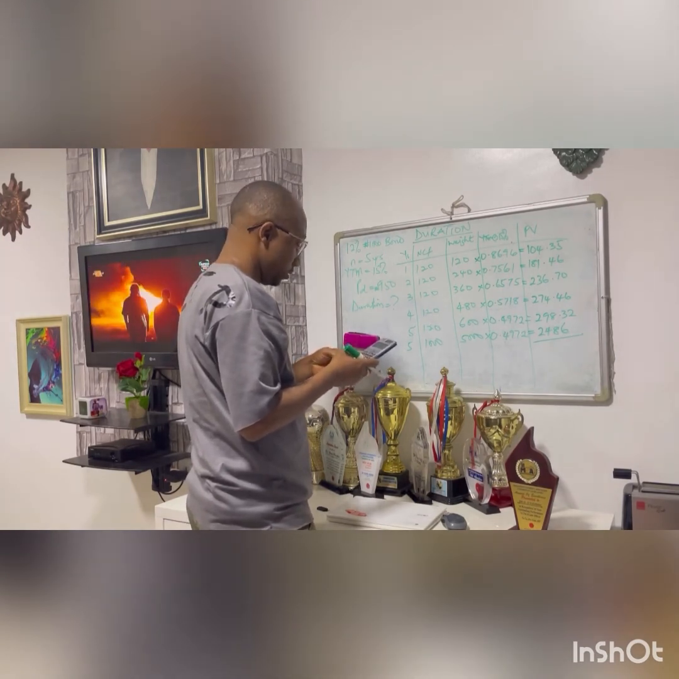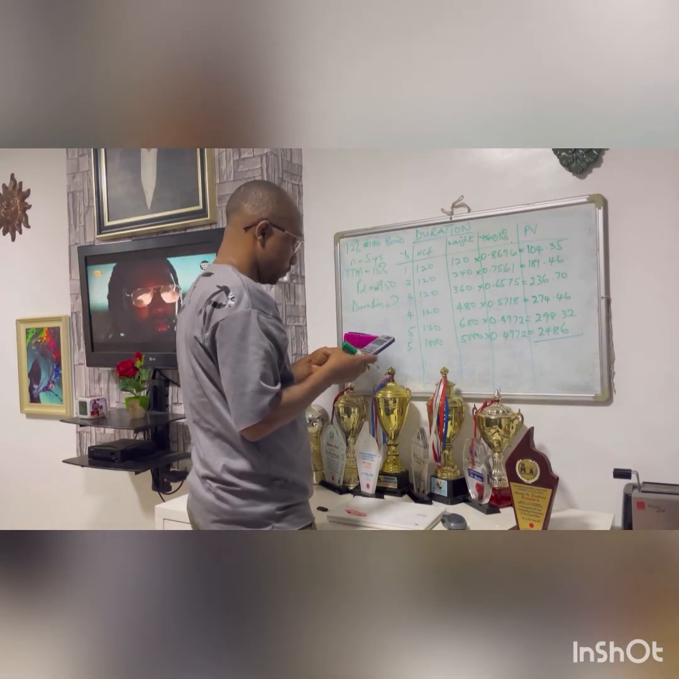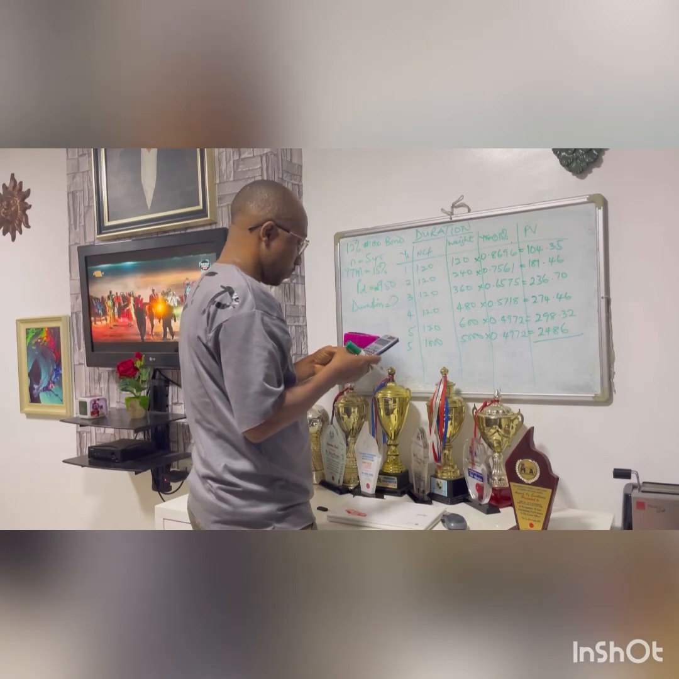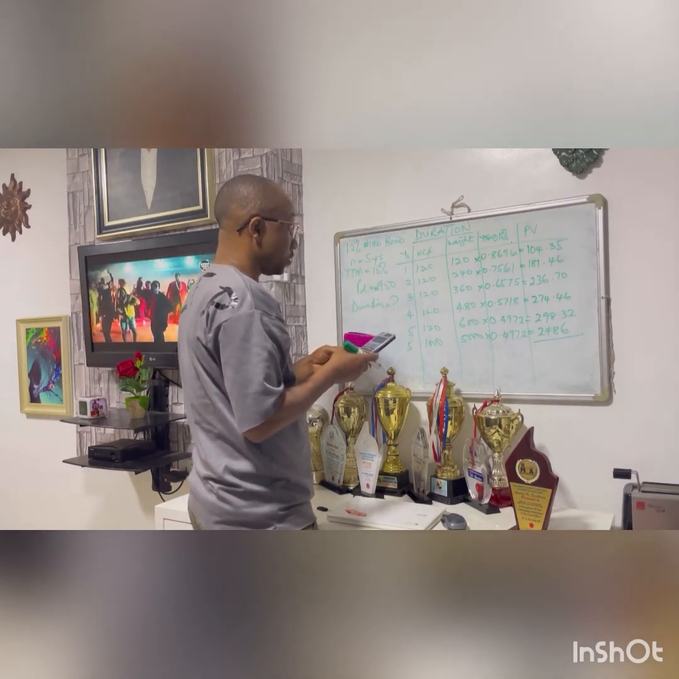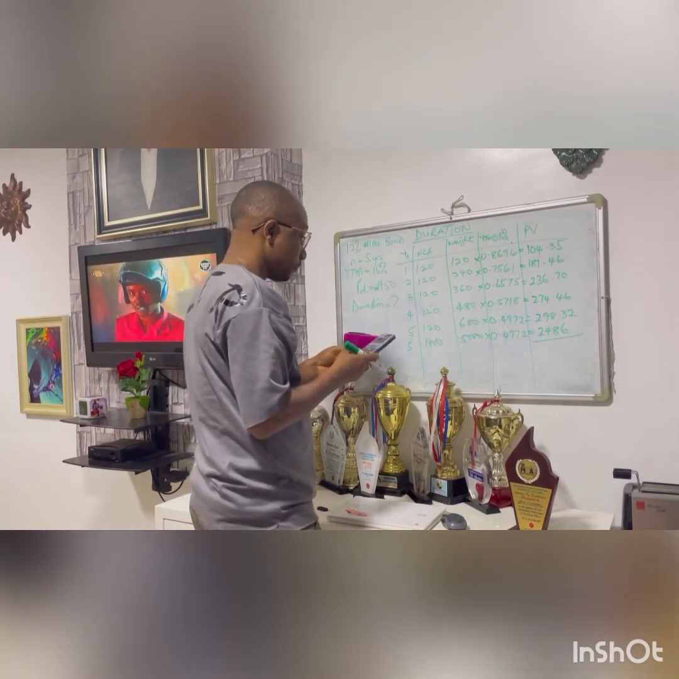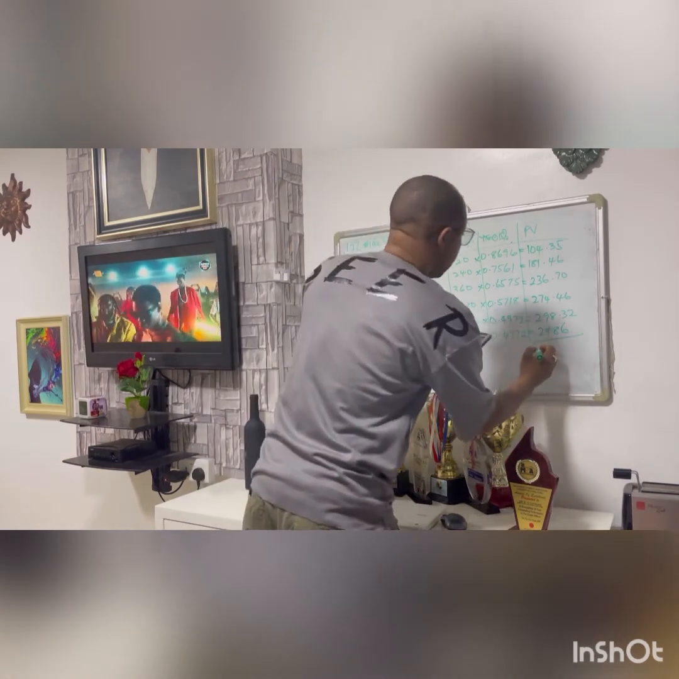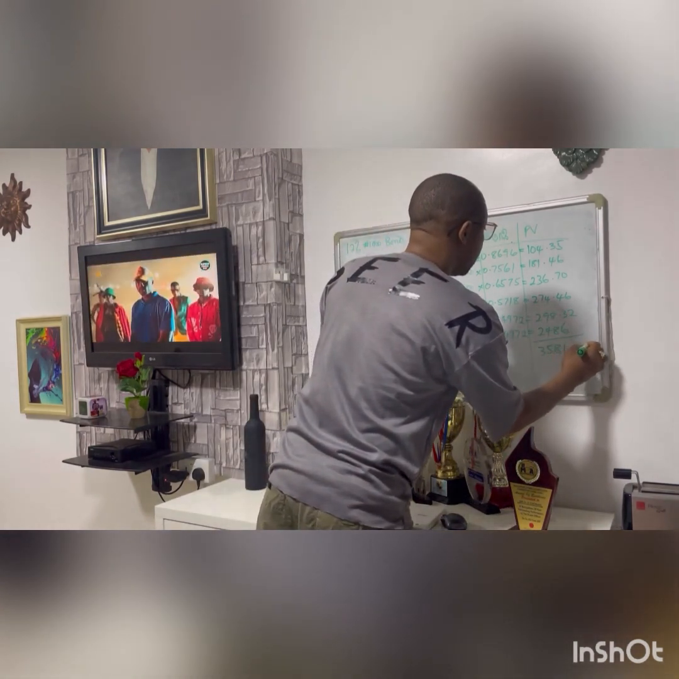298.32 plus 274.46 plus 236.70 plus 181.46 plus 104.35, plus the 2,486. So when I sum everything together, I have 3,581.29.